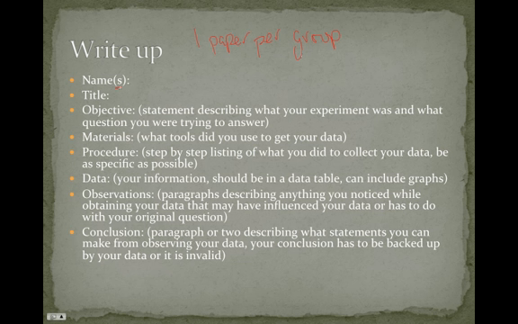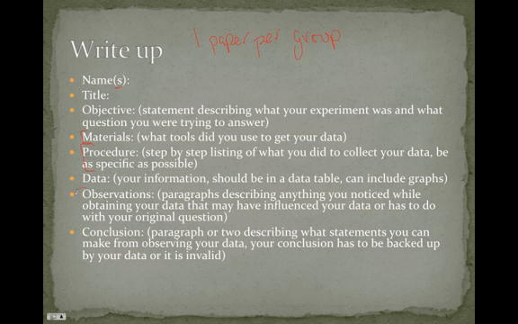The title could just be whatever you want to come up with, but you should have a title. Objective then, statement describing what your experiment was and what question you're trying to answer. What were you observing? Your materials, what tools did you use to get your data? Explain in detail what you used, how you collected it. Step-by-step directions for how you collect is your procedure. Now, materials, procedure, those you could have in kind of a bullet format, kind of like I have here.